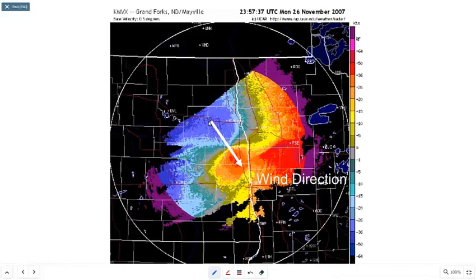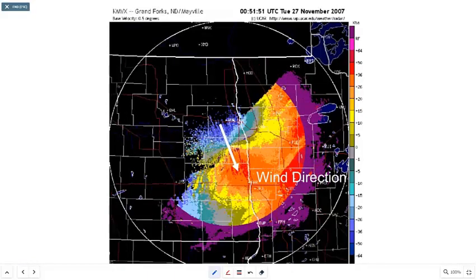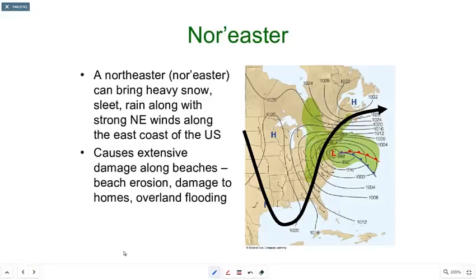Now we have a northwest wind, blue toward the Mayville radar site, red away from the Mayville radar site, located right there. And the intensity of the winds increased as the dark blue is coming towards at 36 to 50 knots, and the red is going away from the radar site at 36 to 50 knots. So we have a north-northwest wind with fairly strong winds. So that's the makeup of the Alberta Clipper.